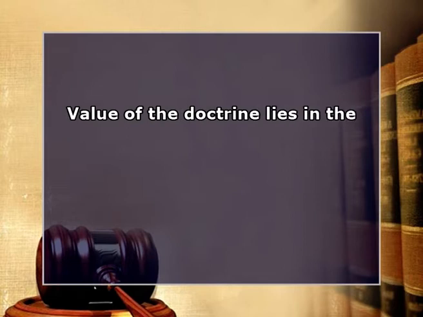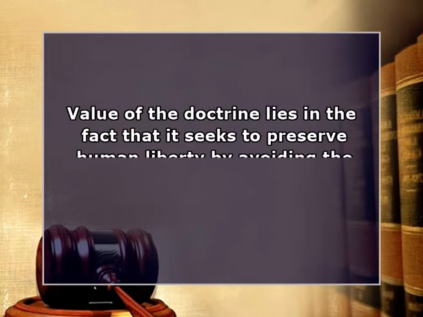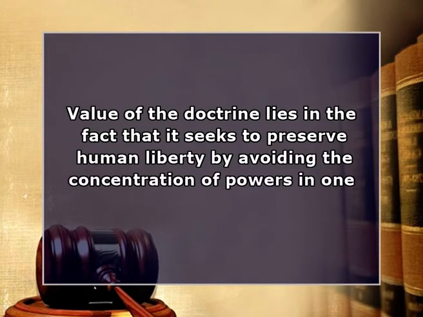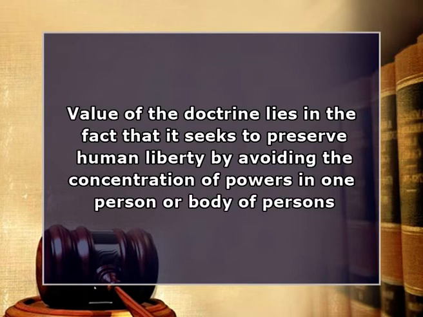If one person or body of persons could exercise both the executive and judicial powers in the same matter, there would be arbitrary powers, which would amount to complete tyranny if the legislative powers were added to the power of that person. The value of the doctrine lies in the fact that it seeks to preserve human liberty by avoiding the concentration of powers in one person or body of persons. The different organs of government should thus be prevented from encroaching on the province of the other organ.